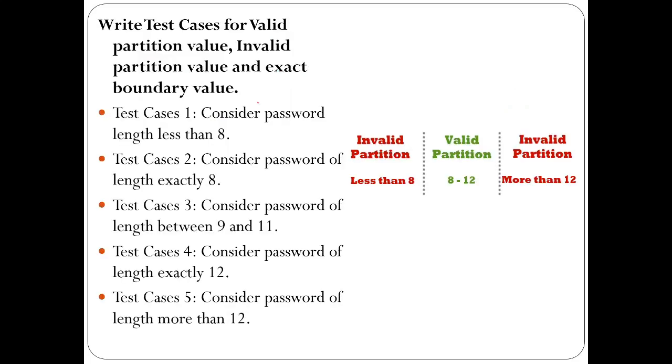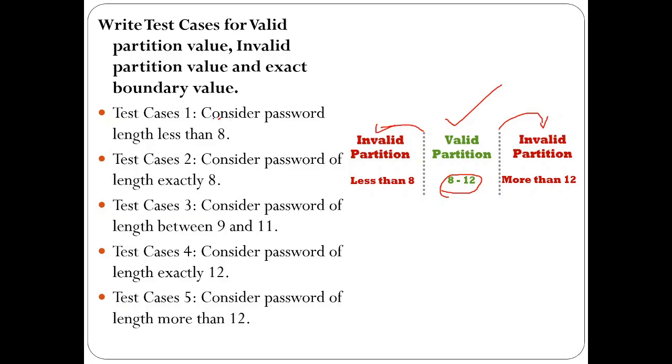So these are our partitions. This is our valid partition from 8 to 12, and these are the invalid partitions, if the values are less than 8 and if the values are more than 12. So you have recognized the partitions. Now you need to decide the boundary values. How are we going to test it?